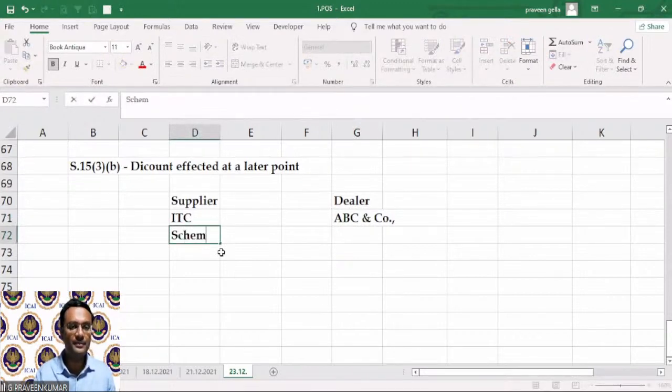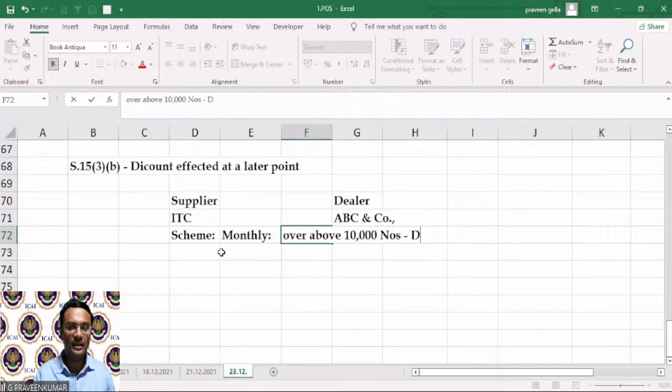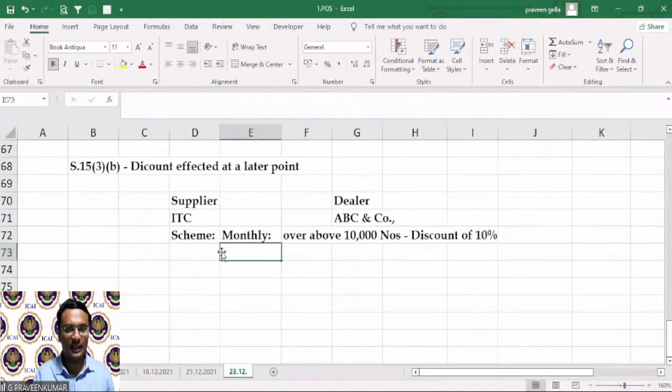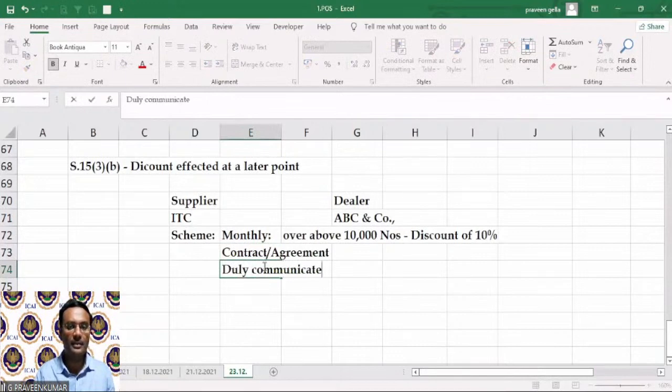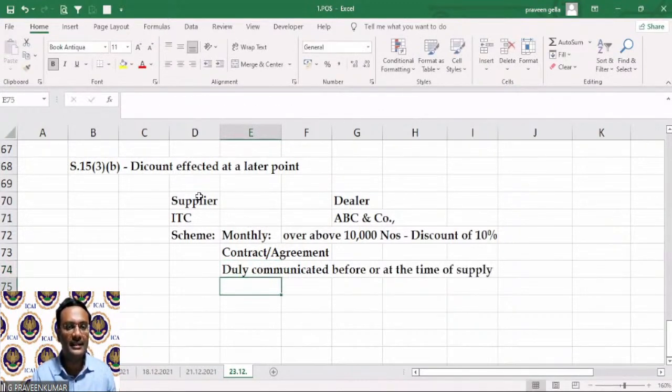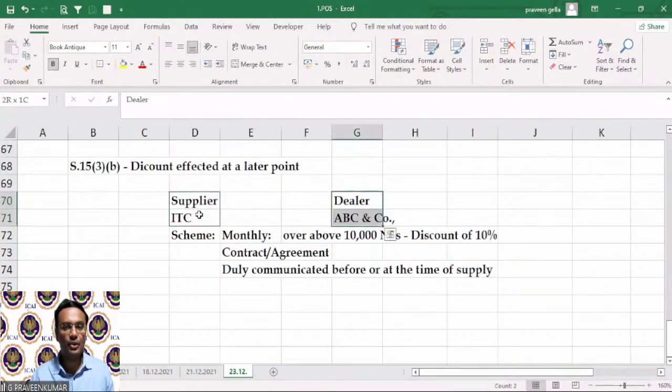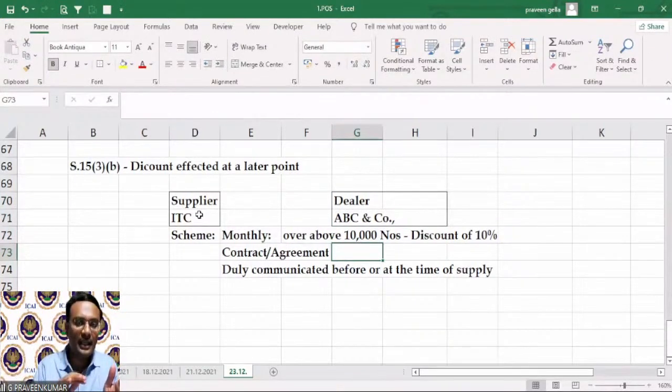The supplier comes with a monthly scheme: over and above 10,000 numbers, a discount of 10%. There is a contract or agreement, duly communicated before or at the time of supply. That means the supplier communicates to the dealer: look, in case you purchase from me a quantity over and above 10,000 pieces in a month, I'll give you a discount of 10%.